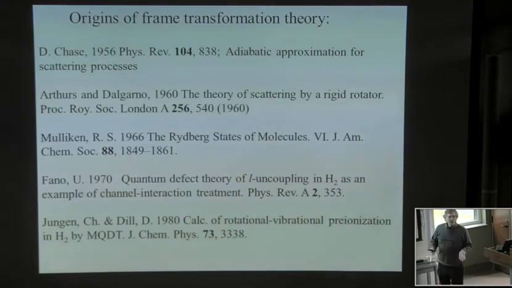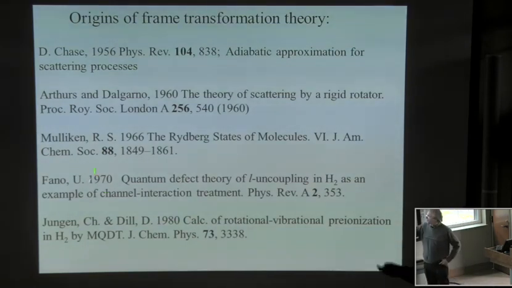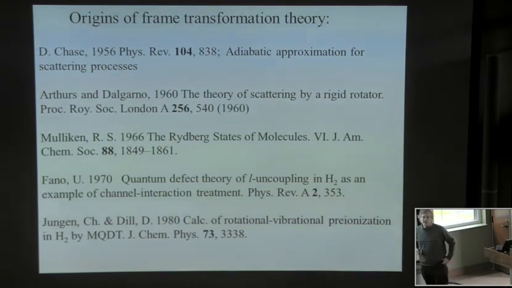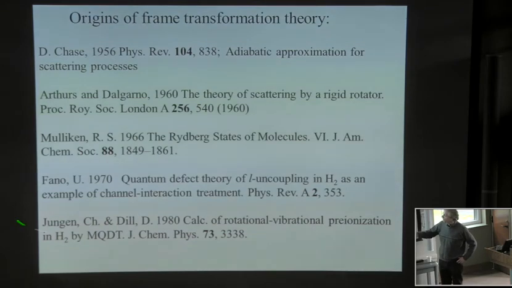So the frame transformation theory grew out of some treatments going back at least as far as David Chase, a 1956 paper. This is one of the first I know about on this general train of thought. I'll try to explain the basic physics of this idea. And others, including Alex and collaborators, and Mulliken and Fano, had some important contributions. And it was really developed into a comprehensive theory of molecular physics by Jungen and Dill, in one of the most important papers for me.